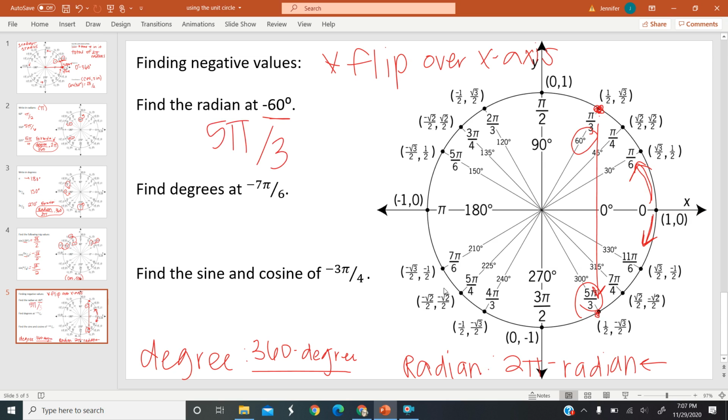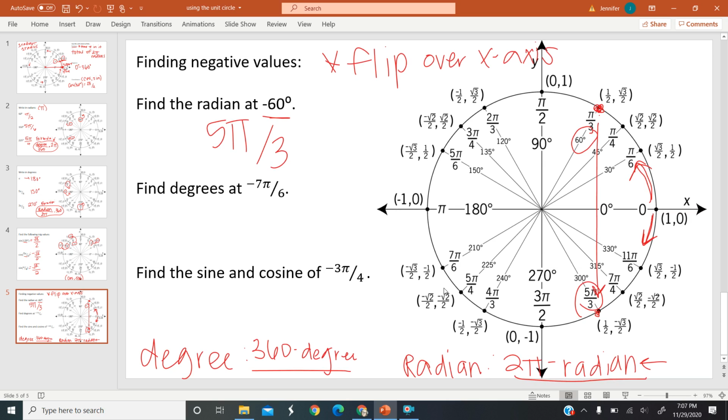over 3. So then the next one is where it gets a little more tricky. If you're looking for the degrees at negative 7 pi over 6, you'd be doing 2 pi minus 7 pi over 6. And that's not too bad. You just have more room for error because you're subtracting fractions. So instead, I'm going to go to negative 7 pi over 6, which is down here. And I'm just going to flip over the x-axis. So I'm just going to look straight up from where I'm at. And I end up at 5 pi over 6, and then it wants the degrees, so I'll be looking at 150.